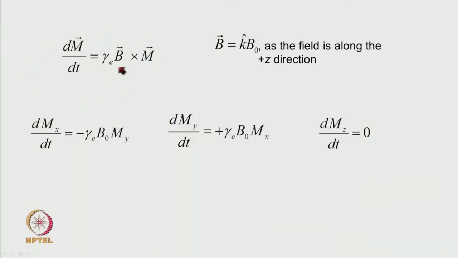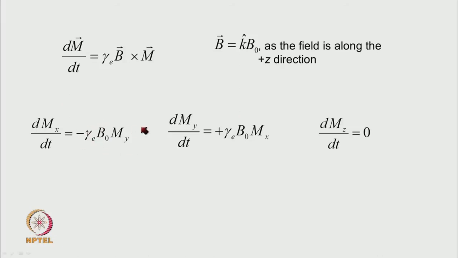When the magnetic field B is along the z direction, one can expand this term and we get three equations of this kind: dmx/dt is minus gamma B0 my, dmy/dt is equal to plus gamma B0 mx, and dmz/dt is 0. So, the mz component does not change. This simply shows the evolution of the magnetization in a magnetic field, and we know that this is nothing but the precessional motion of the magnetization.